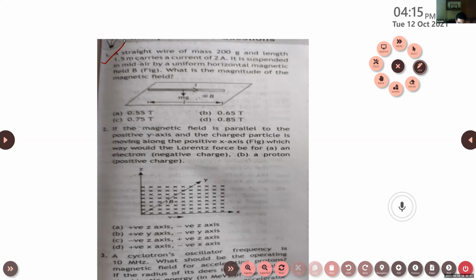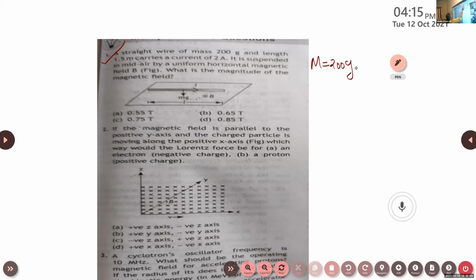So here the mass is given, it is 200 gram. Length L is equal to 1.5 meter. Current I is equal to 2 ampere. So here we want to calculate the magnitude of the magnetic field. Is there any equation connecting the magnetic field B, m, I, and L?